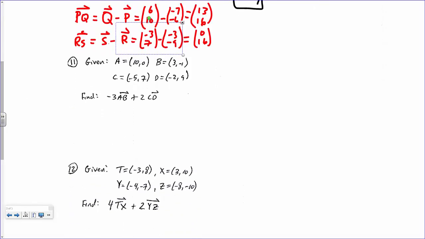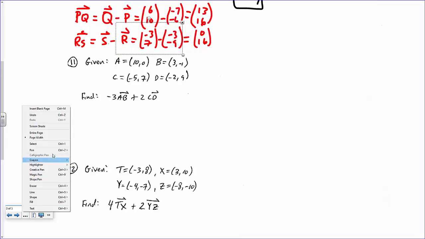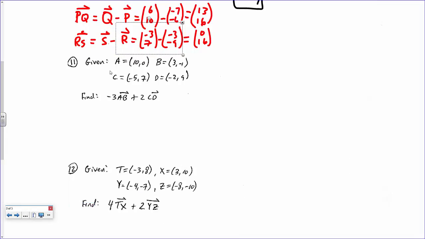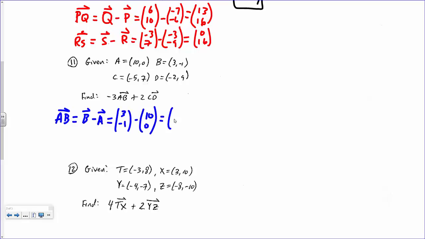All right, number 11. Let's change it up. Let's get blue. We're going to find negative 3AB plus 2CD. Well, let's figure out what AB is first, and then we'll figure out CD, and then we could probably make some sense of this. So AB, the vector from A to B, we'll take the B vector and subtract the A vector, the position vector first, coordinate vector. So we're going to say, okay, so that's going to be 3, negative 1, minus 10, 0. 3 minus 10 is negative 7. Negative 1 minus 0 is negative 1.